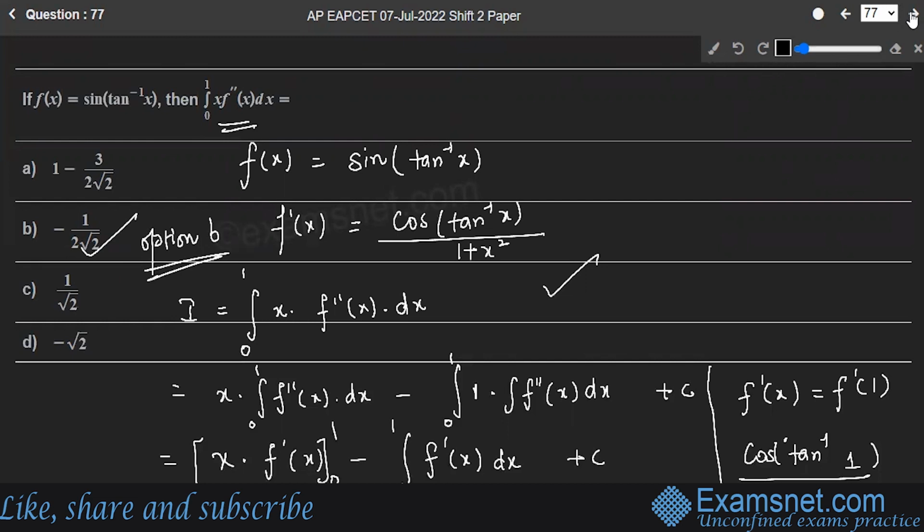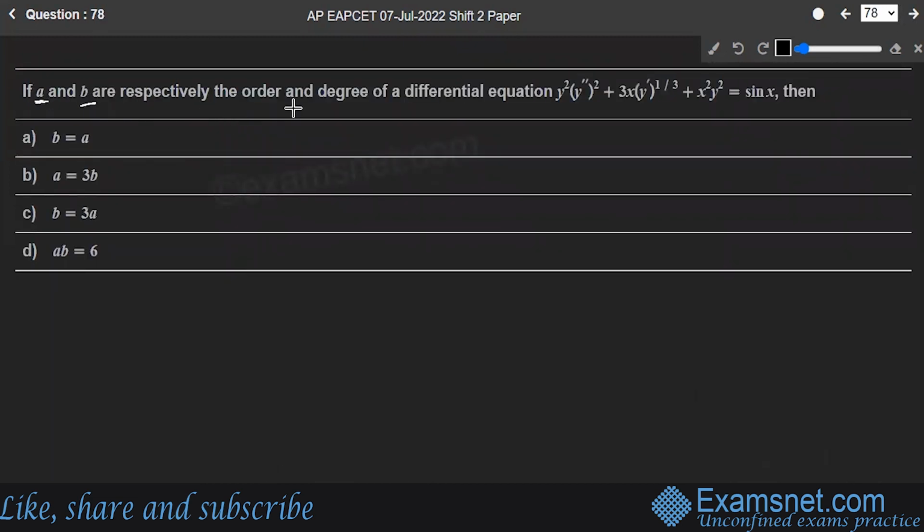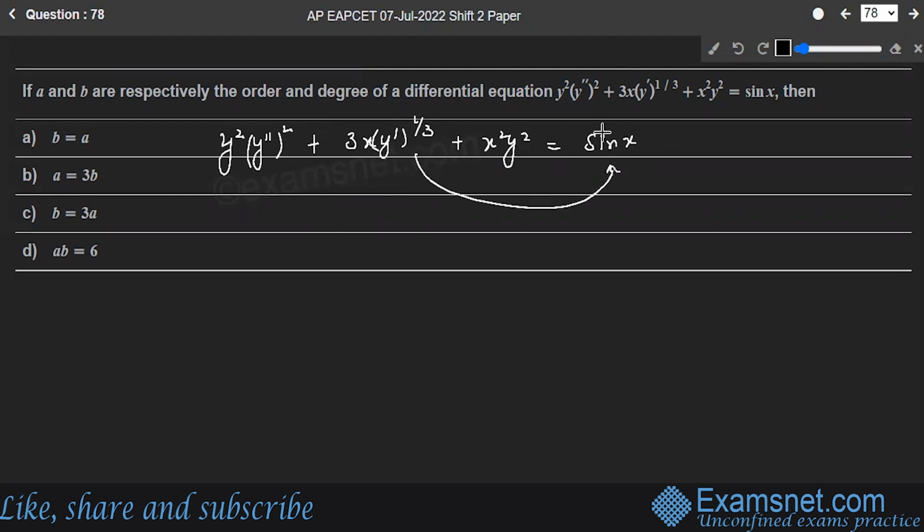Hope you're clear. Next is question number 78. If A and B are respectively the order and degree of this differential equation, then... Okay. So basically in this question, you have to find out the order and the degree. Let's write it down. You have y square into (y double dash) square plus 3x y dash raised to power 1 by 3 plus x square y square is equal to sine x. So let's do one thing. I'll take this one on the right hand side and this one on the left hand side. So this will become y square into y double dash square plus x square y square minus sine x is equal to 3x y dash raised to power 1 by 3.